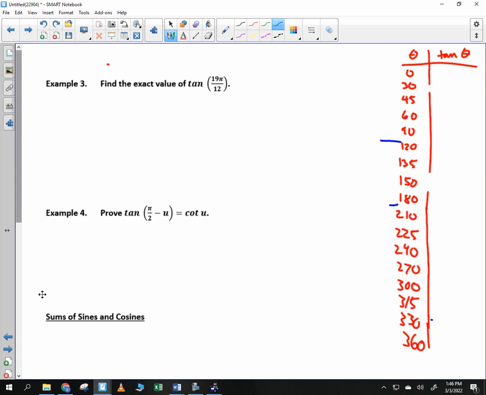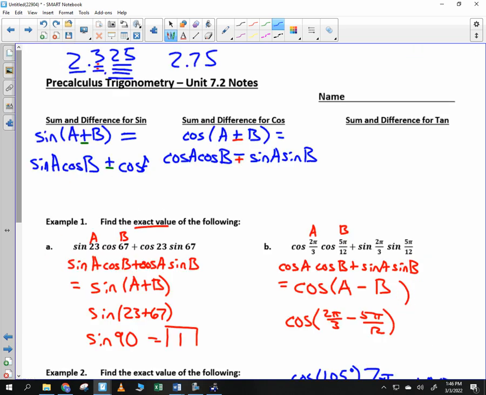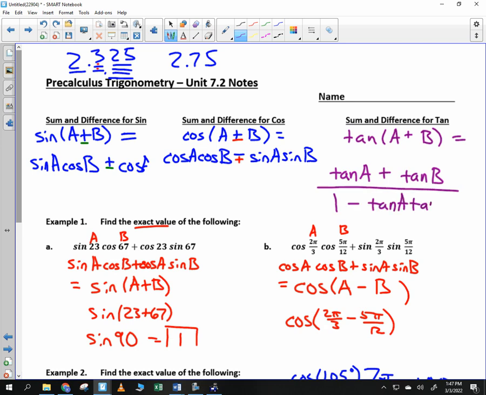We need to go to the exact value of tangent now. So the tangent sum and difference formula is a little bit different. As we get ready for this, let's write down the formula. The sum and difference formula for tangent is as follows. The tangent of A plus B is equal to the tangent of A plus the tangent of B, divided by 1 minus the tangent of A times the tangent of B. If this is plus, then this is plus and this is minus. So if it's minus, then this turns to minus and this turns to plus.